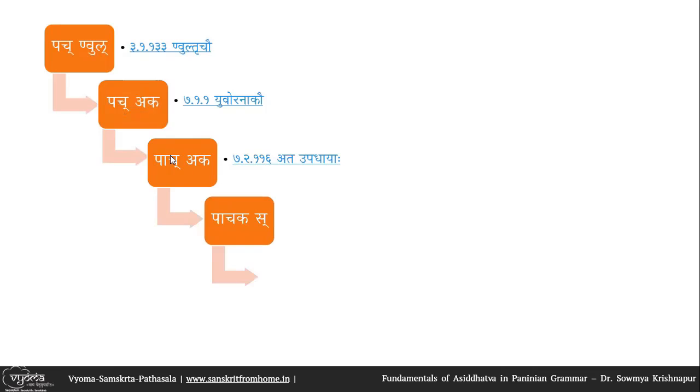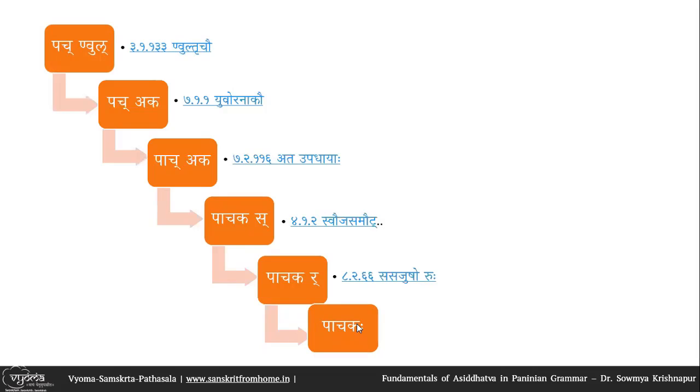Then pachaka is a pratipadika, so we add a su pratyaya to it by svauja samochas, etc. Then the sakara is converted to ru by sasajushoruhu. Then the ru is converted to visarga by kharavasanai or visarjiniyaha. So finally we have a pada called pachakaha. So any pada we take in Vyakarana, there are a series of steps which happen one after the other to get us to the final form.